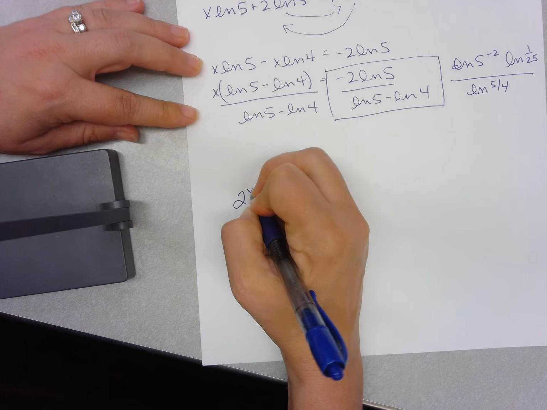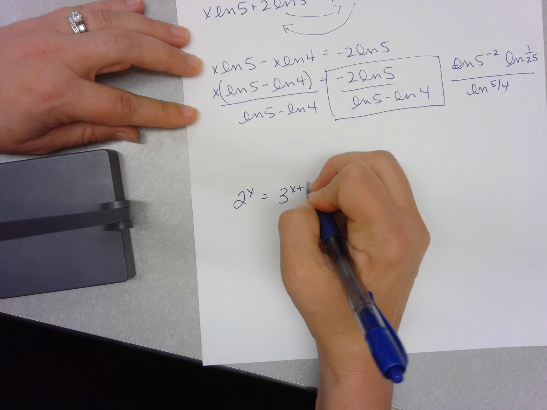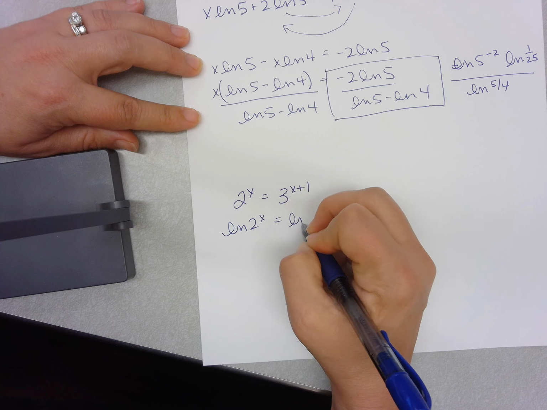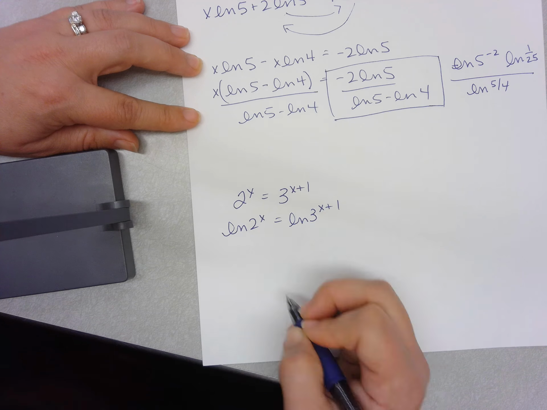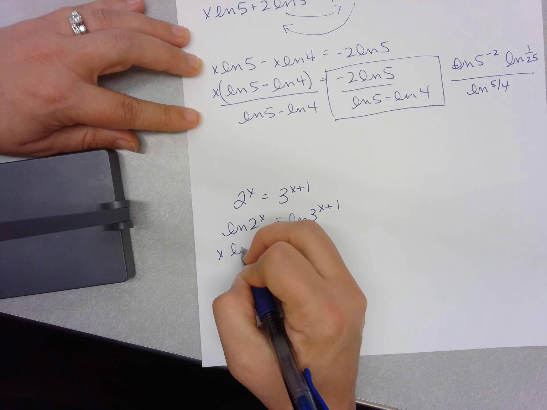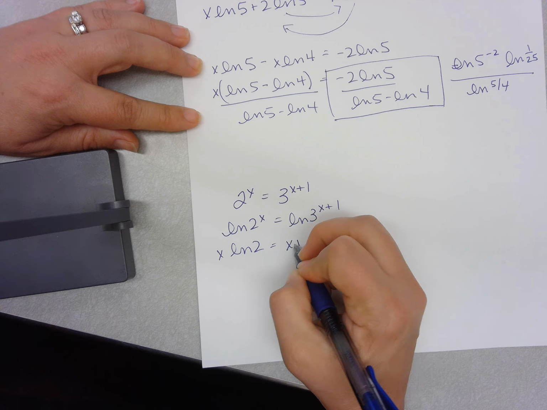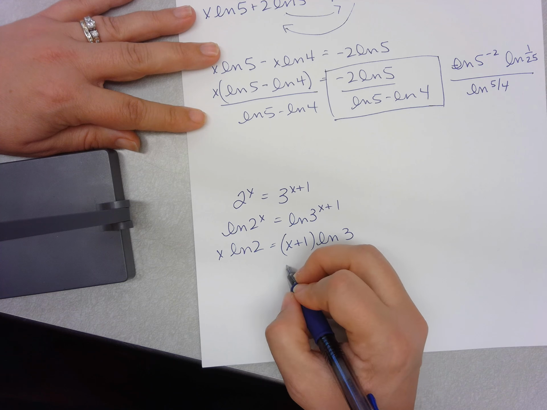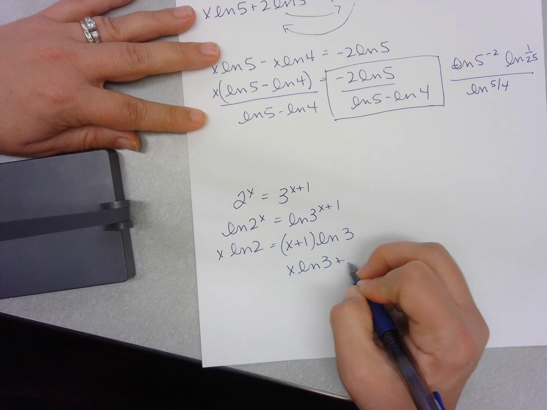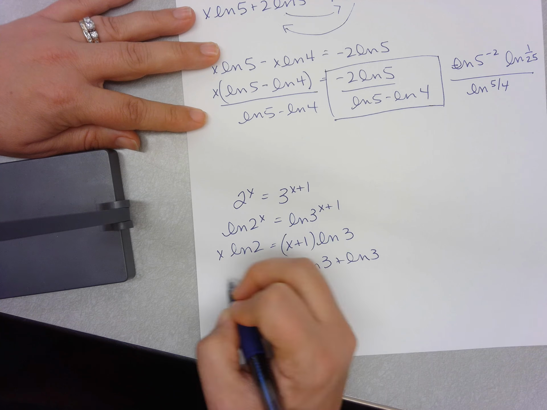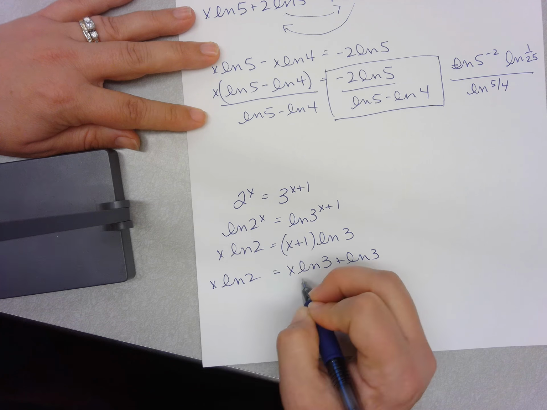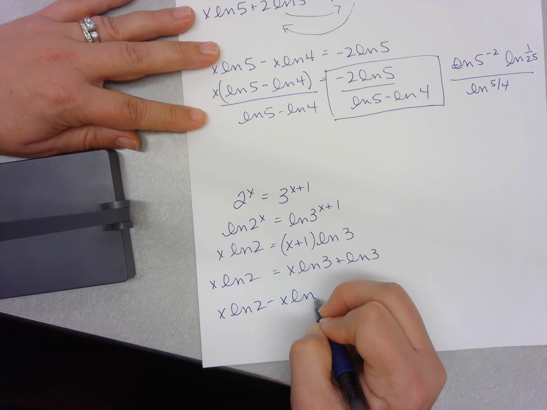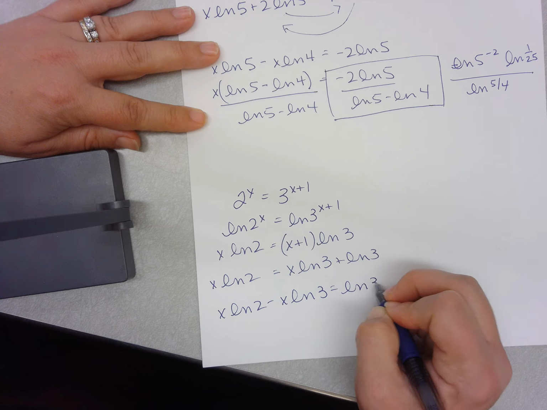I have 2 to the x equals 3 to the x plus 1. And so this gives me the natural log of 2 to the x equals the natural log of 3 to the x plus 1. I can bring down my x. I'll bring down my x plus 1 on this side. I'm going to distribute my ln 3, x ln 3 plus ln 3. And then I'm going to move this x to this side, so I get x ln 2 minus x ln 3 equals the natural log of 3.